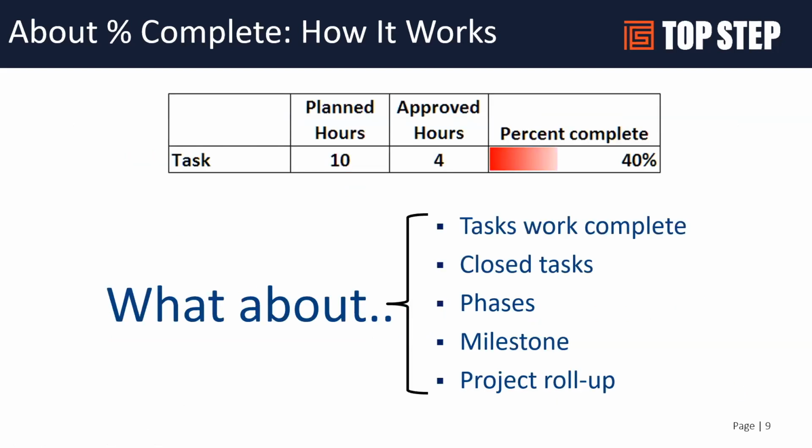So what else about percent complete is important? We'll talk a little bit about how to manage tasks, what happens if we're closing tasks, how does this affect phases, milestones, and then how does it all roll up at a project level?